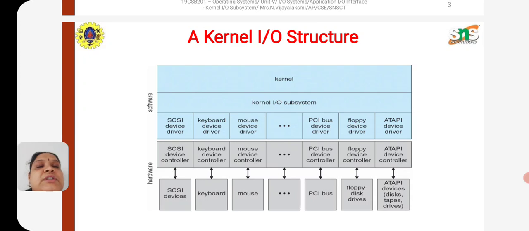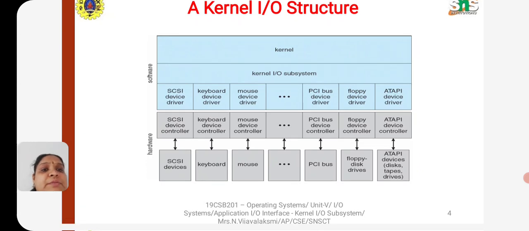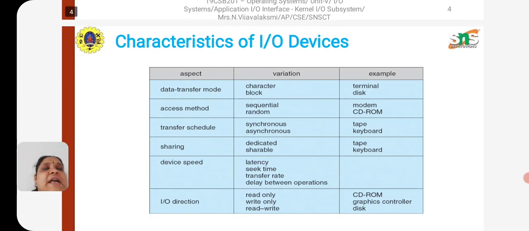When we studied the introduction to operating systems, we studied the structure of the kernel and how a kernel will be. The same case here: the kernel is actually software. The kernel input-output subsystem is there, which has a SCSI device driver, a keyboard device driver, and a mouse device driver. Similarly, on the hardware side, we have SCSI devices, keyboard, mouse, PCI bus, floppy disk drives, etc.